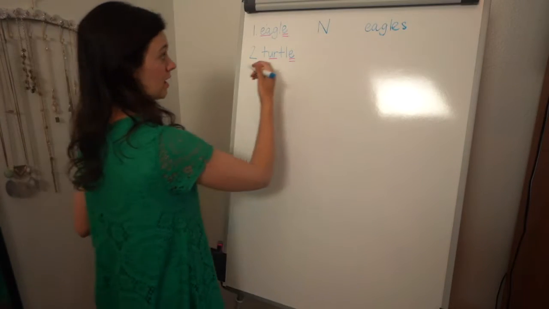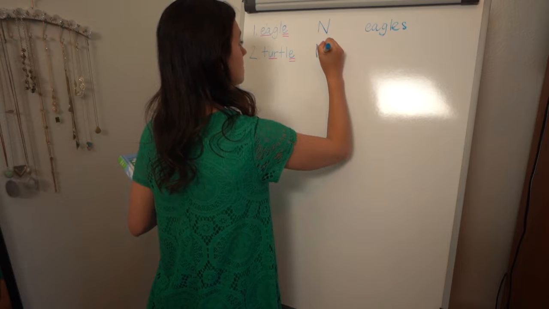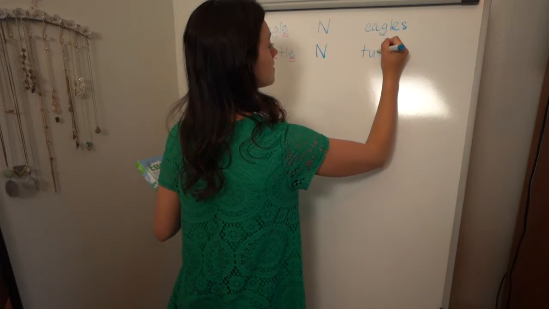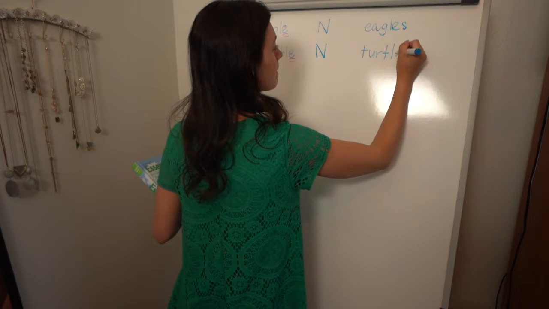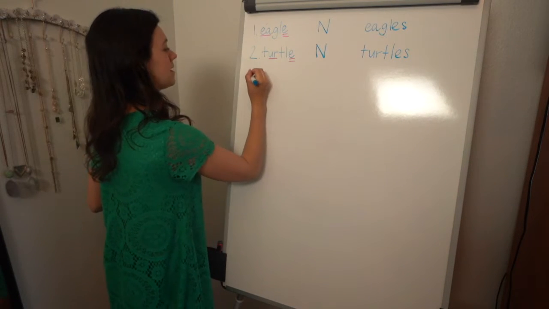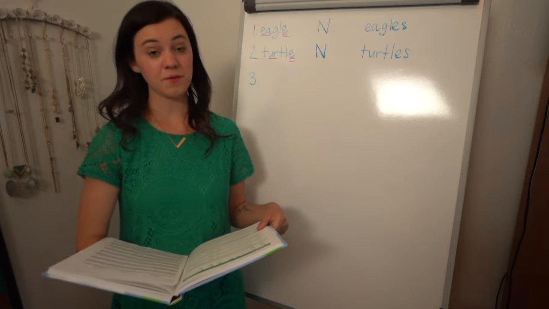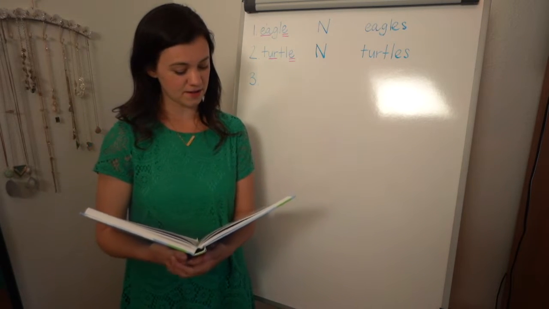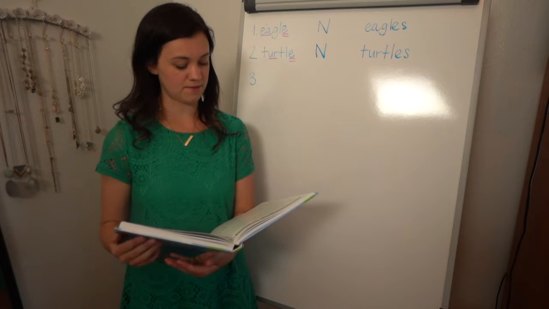Now, turtle is a noun. And to make this noun plural, we would say turtles. Number 3. Number 3 is dolphin. A lot of animals in this one. The dolphin is a very interesting creature.